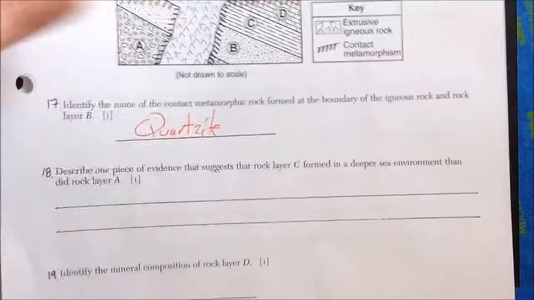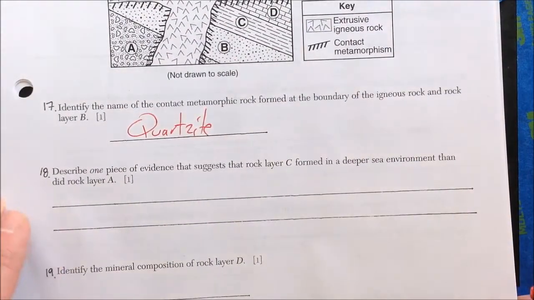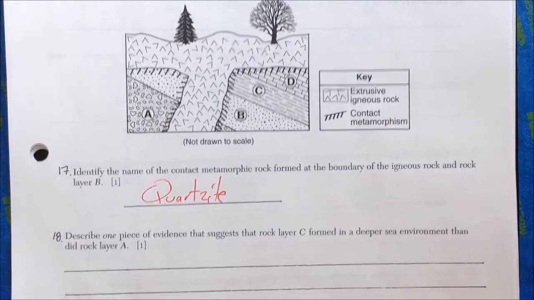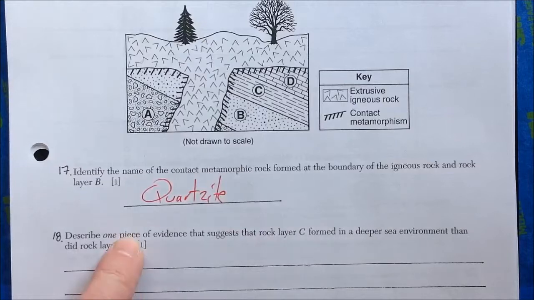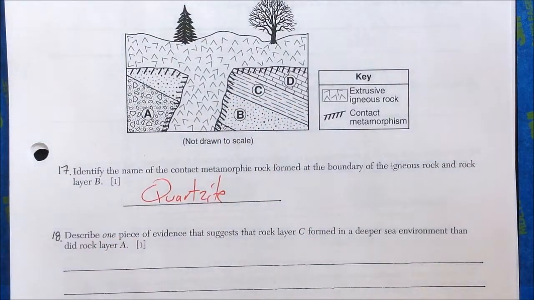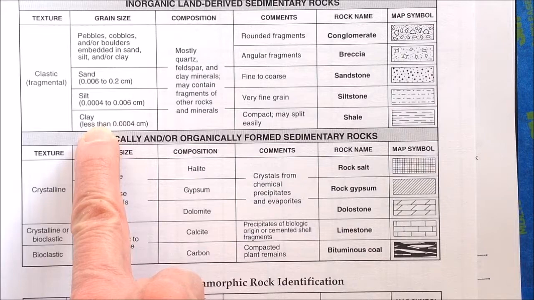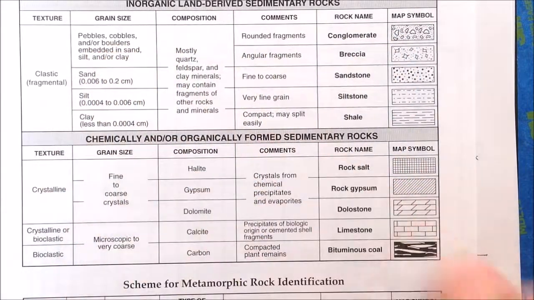18 is this one. Describe one piece of evidence that suggests that rock layer C formed in a deeper sea environment than rock layer A. This also may be a bit challenging. So A, you recognize, you look up the chart, that's conglomerate, and it's saying C for that symbol right there on the reference table under sedimentary rocks. That symbol is shale. Now this is the smallest sediment, clay, like the finest particles that make up mud. And this conglomerate here are the bigger pebbles, cobbles, and boulders.